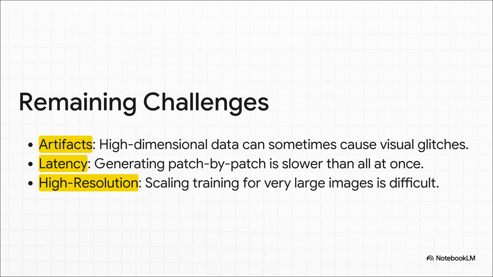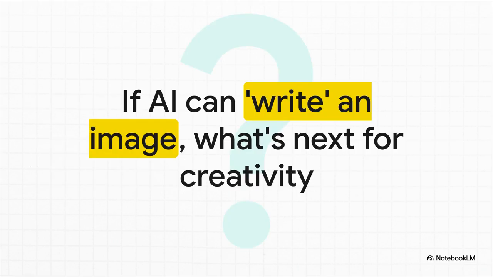Now look, it's not perfect. The team is very upfront about the challenges that are still left. For one, generating an image patch by patch is just slower than doing it all at once. And working with this super rich continuous data can sometimes lead to weird visual artifacts or noise. And of course, scaling this up to create gigantic, super high resolution images is still a really tough nut to crack. But here's the thing. Those are engineering problems. They can be solved. The conceptual breakthrough, that's already happened.